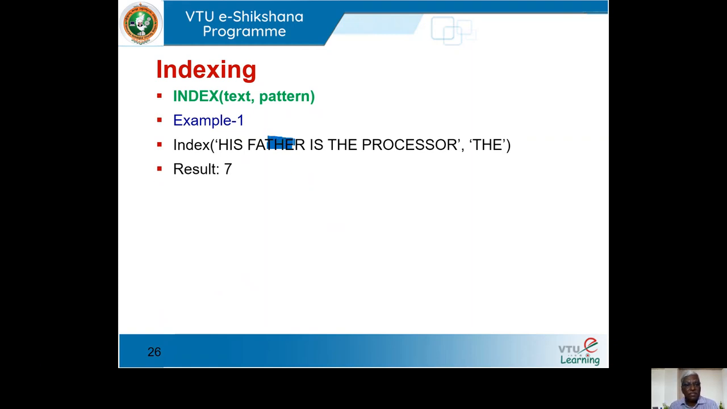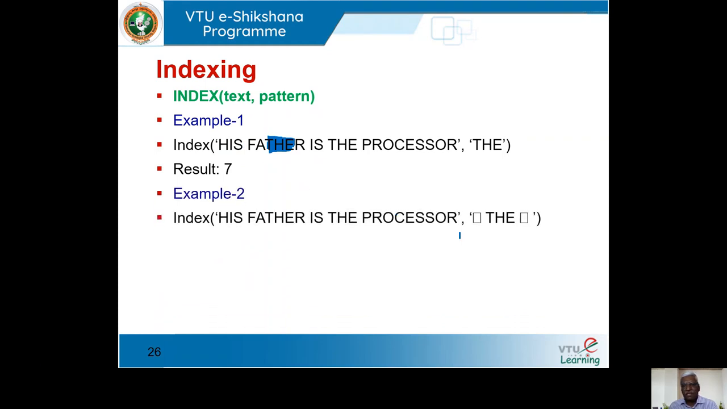So we have the pattern which is found in this string. See, there is one more "the". Don't worry about this, this is the second occurrence. It won't return that. So index is a function in string where it searches this pattern in the given text. And if the first occurrence is found, then it returns the position, 1, 2, 3, 4, 5, 6, 7.